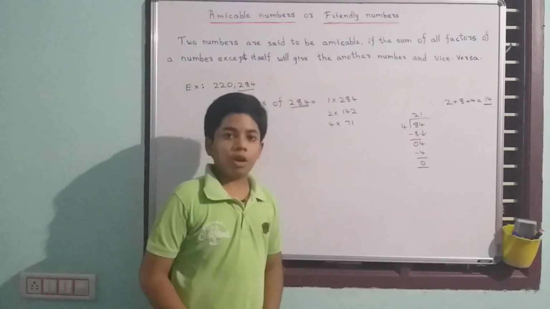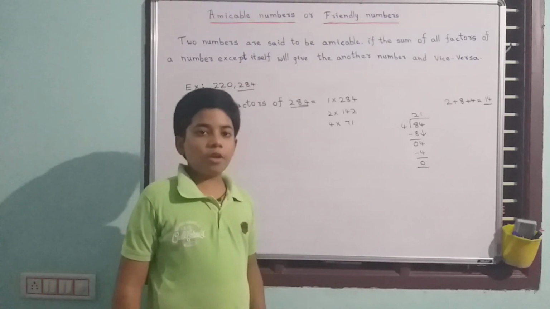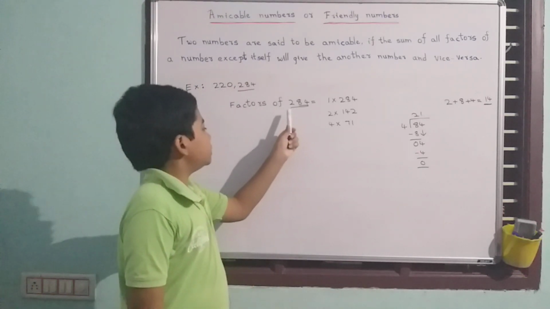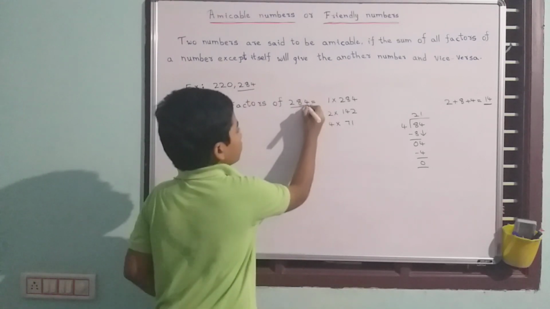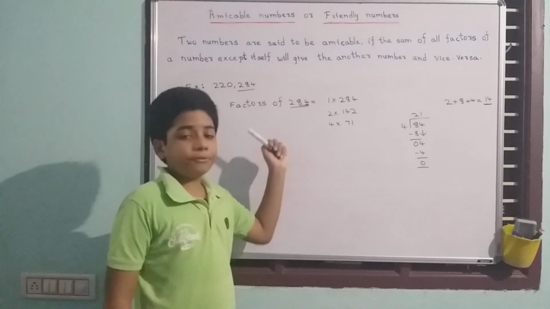Let us check with 5. The divisibility rule of 5 is the unit digit has to be 0 or 5. So the unit digit of 284 is 4. So 5 is not a factor of 284.